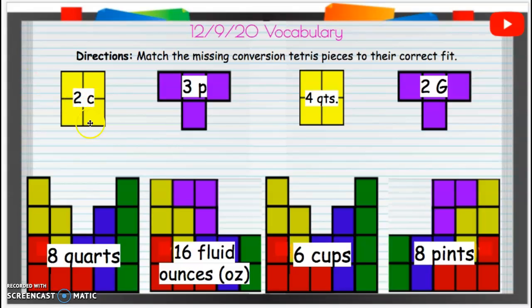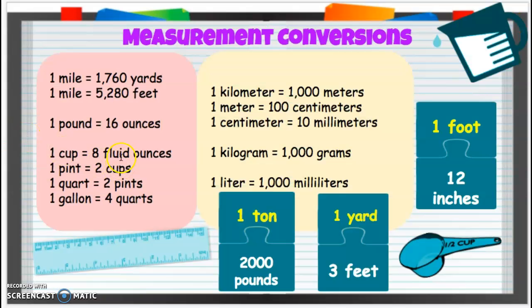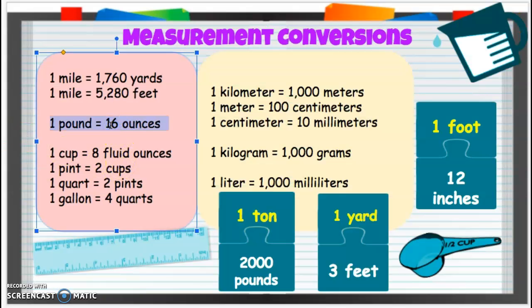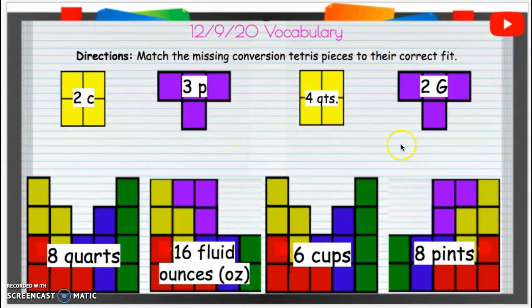Okay, so first off, let's take a look. We have 16 fluid ounces. What is 16 ounces? That's 1 pound. But what if we look down here at fluid ounces? So if we're looking at fluid ounces, 1 cup is 8 fluid ounces. So if I have 2 cups, that's going to be 16 fluid ounces.